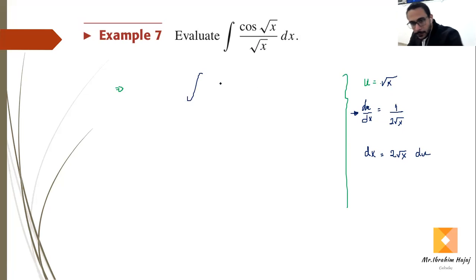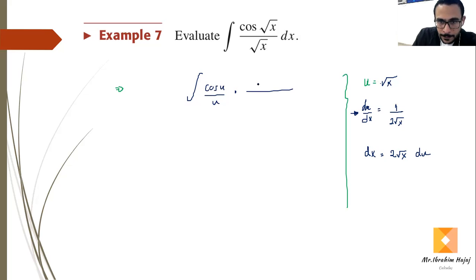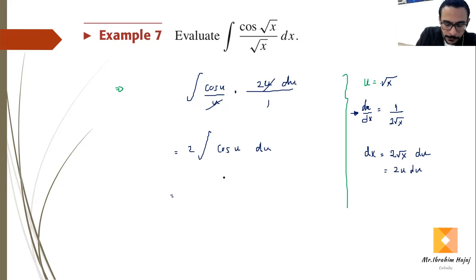Cosine u over u times 2 root x du. Since root x is u, that gives 2u du. So the fraction, put 1, cancel it out: u cancels with u, and the 2 goes outside. So everyone understands: 2 times the integral of cosine u du. Now integrate: the integral of cosine is sine. Cosine becomes sine, right? Yes, sine u.